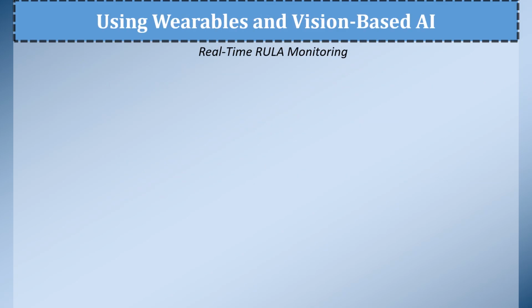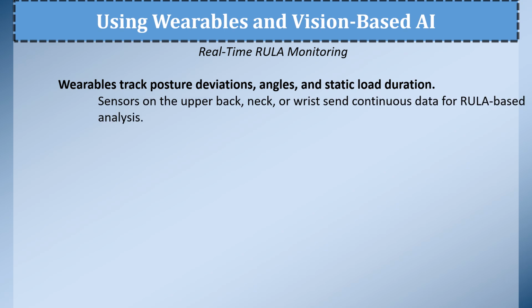Using wearables and vision-based AI for real-time REBA monitoring. Wearables track posture deviation, angles, and static load duration. Devices like posture sensors or smartwatches collect joint movement and alignment data. This enables the system to assess how long a person holds risky postures, helping calculate more accurate and responsive REBA scores.